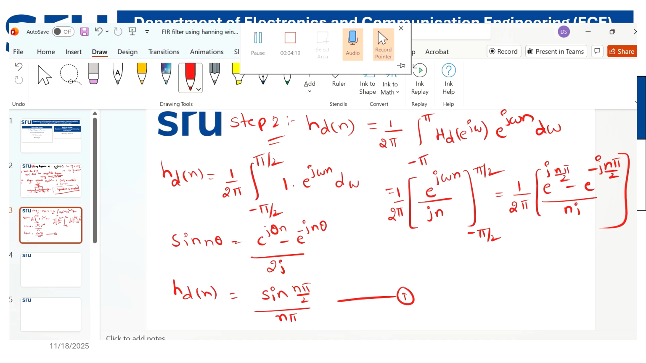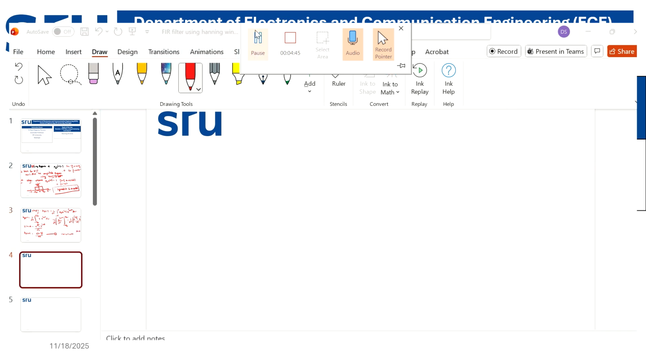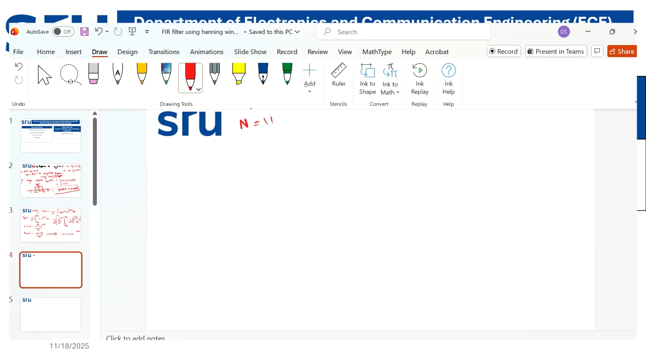So here the n value is between minus infinity to plus infinity. Now using the windowing technique we are truncating this minus infinity to plus infinity range to some particular range, using the linear phase relation, minus of N minus 1 by 2 to plus N minus 1 by 2. Given the order of the filter N is equal to 11.